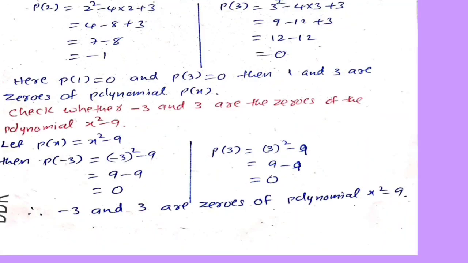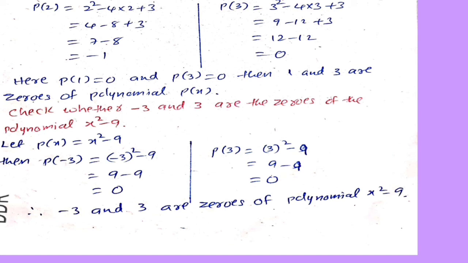Let's see the second problem. Check whether minus 3 and 3 are zeros of the polynomial x square minus 9. It is a very important question. So how to verify? Just substitute the given numbers, minus 3 and 3, in the given polynomial. See here, I selected the polynomial name as p of x.